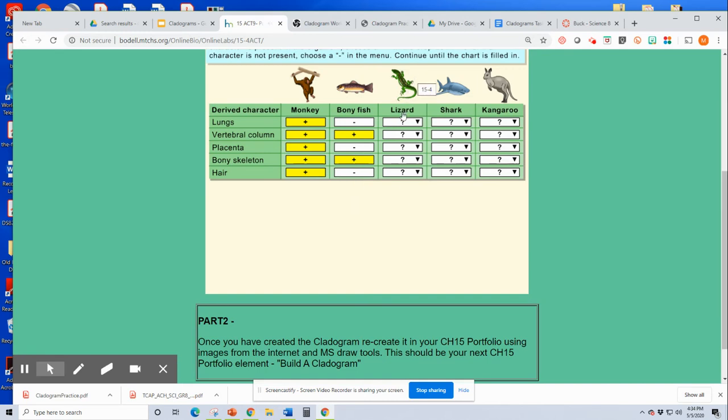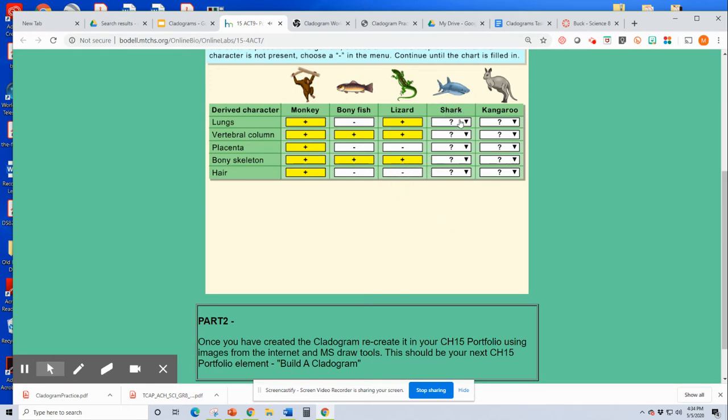Here's Mr. Lizard. Or Miss Lizard. Let's see. Lungs. Backbone. Placenta. No, I don't think so. They're a reptile. Bony. Yep. I don't think any hair. Go with that.